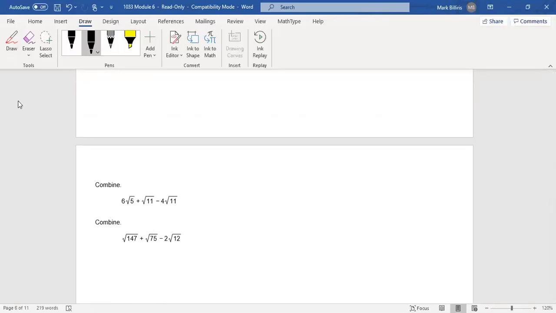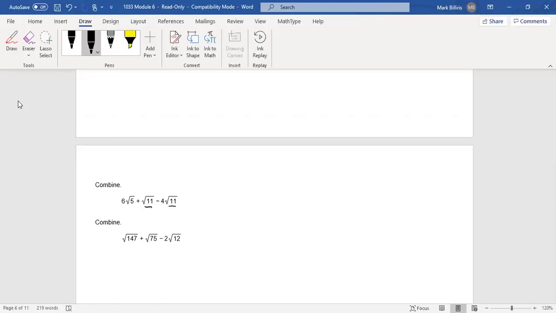In this case, these radicals are in the simplest form. In other words, there's no perfect square factors of these. So our next step is to combine like terms. What makes them like is that the radicands are the same. If the radicands are the same, then all we do is add the coefficients.